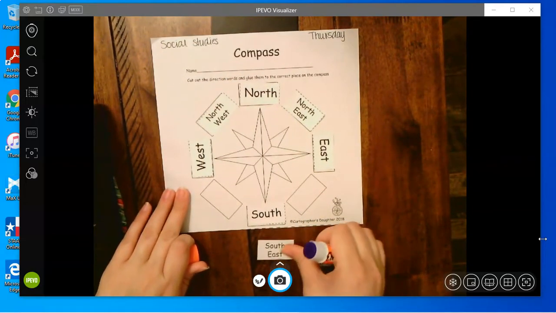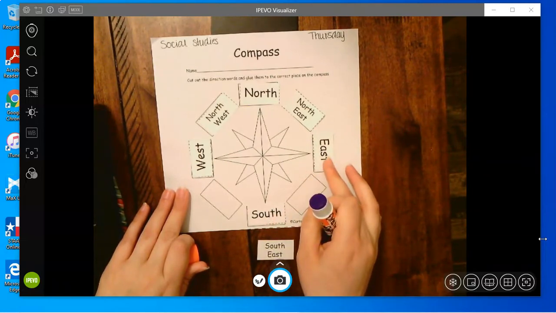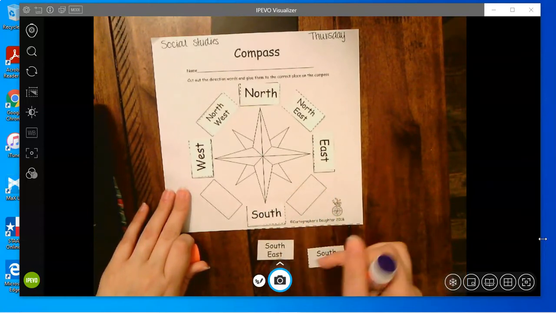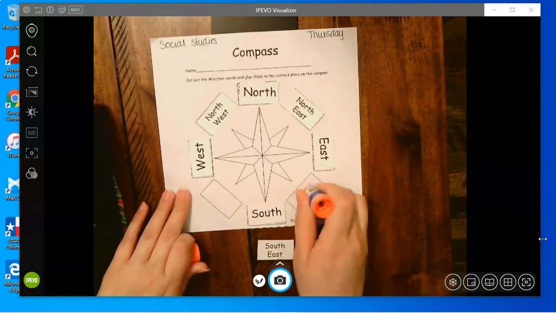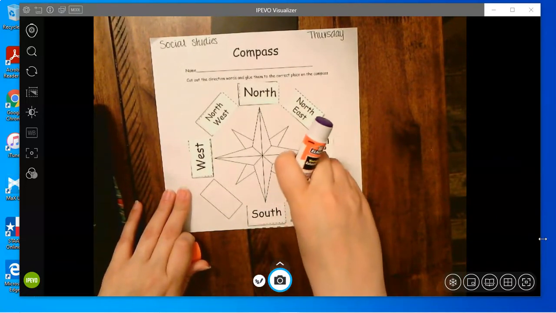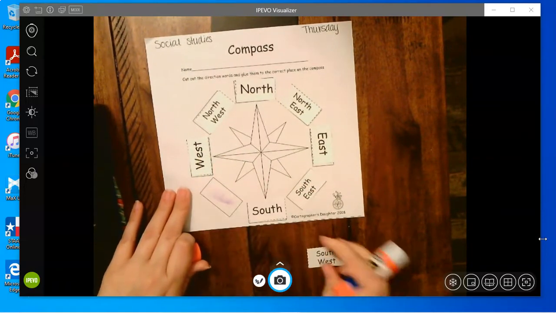Okay, now let's look at the bottom. I have south and east. South and east. So what do you think is going to go in between? Southeast or southwest? All right, southeast. And then south and west would be southwest.